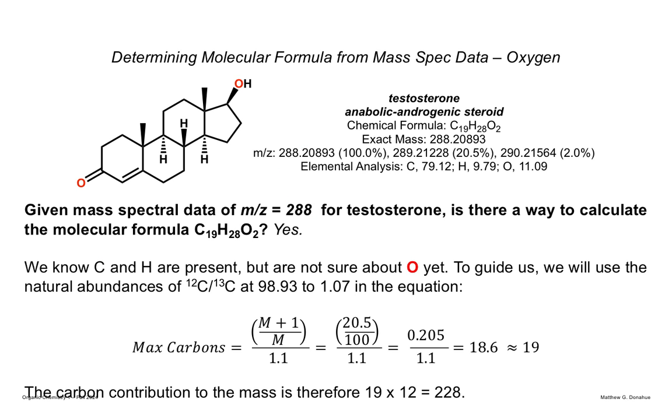So to recap, again, we took the numbers from the y-axis. We got this 18.6. We rounded to 19. 19 times 12 is 228. And so we're slowly zeroing in on what the molecular formula could be.